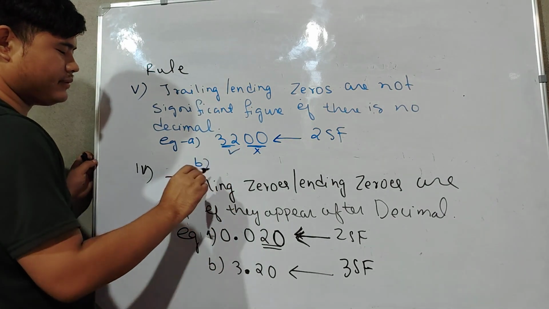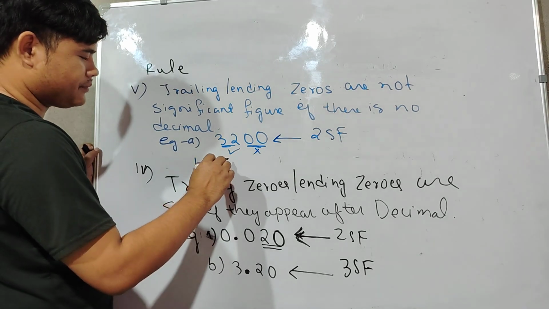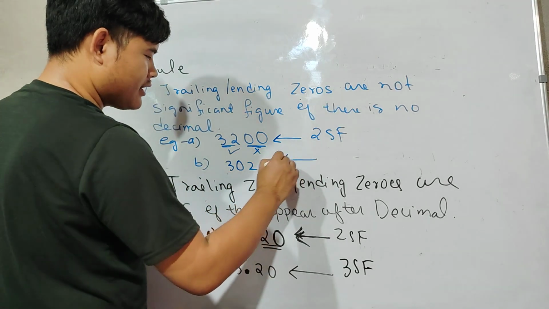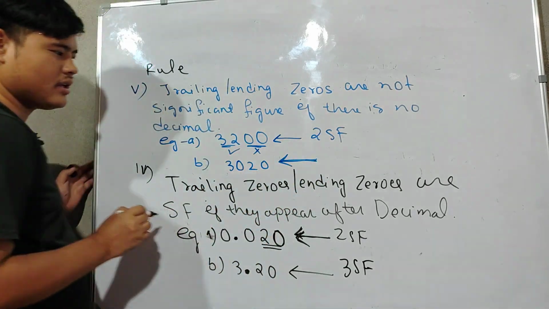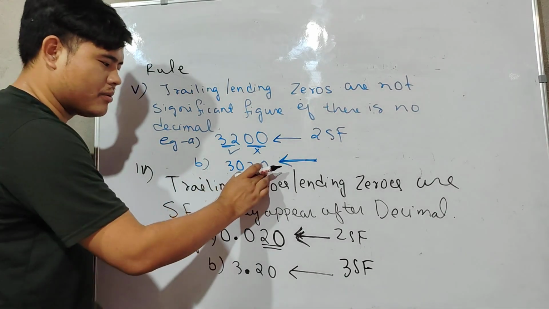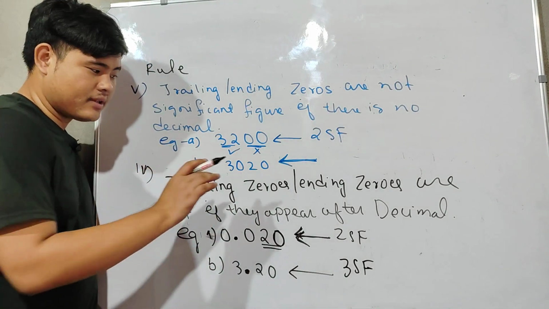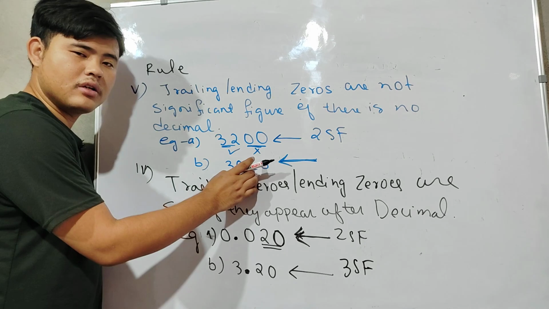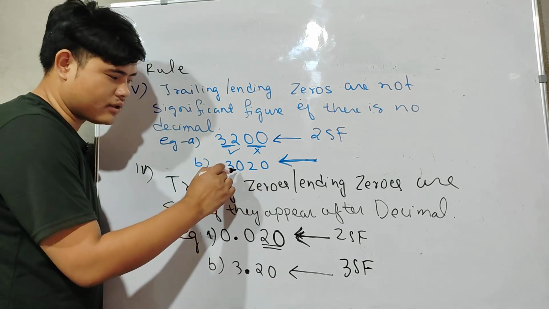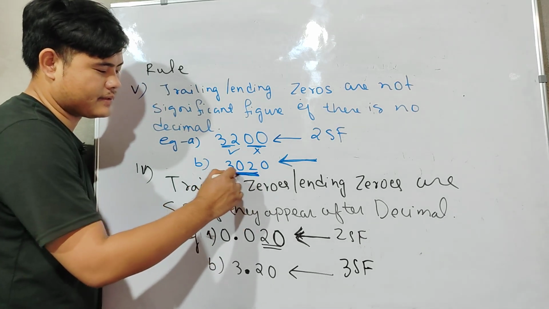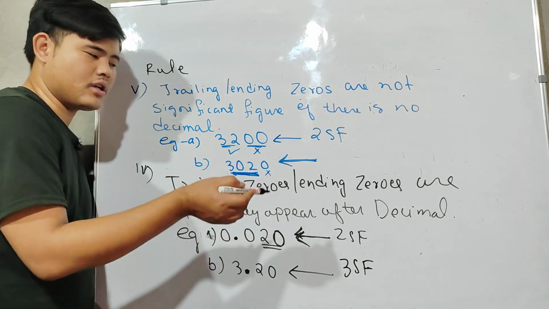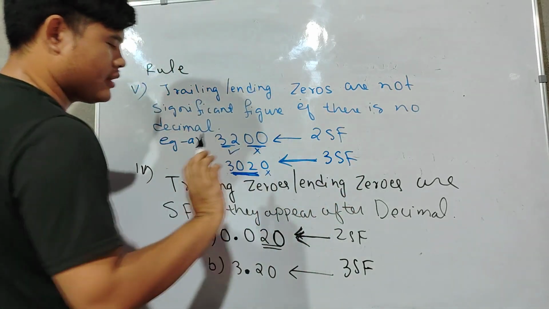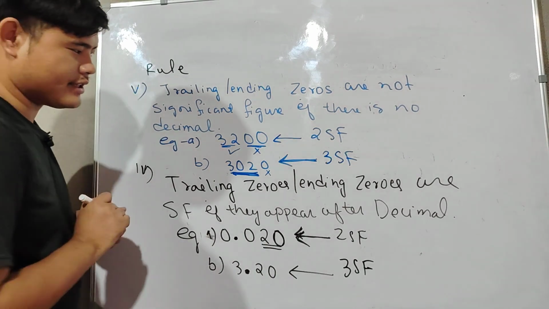Number B, we have 3020. Tell me how many significant figures here. This last zero will not be counted as significant, but this middle zero will be counted, because it is between two non-zero digits. So these are the significant figures, but this one is not. So three significant figures we have.